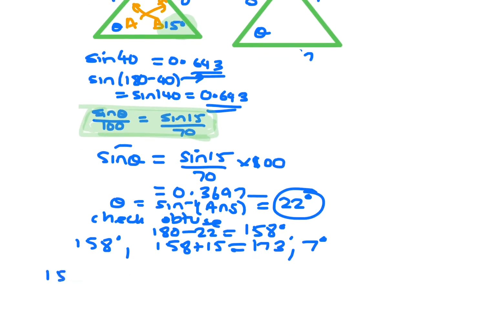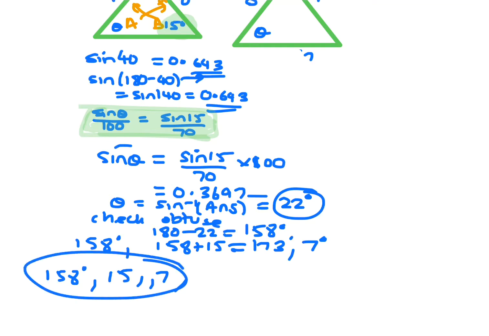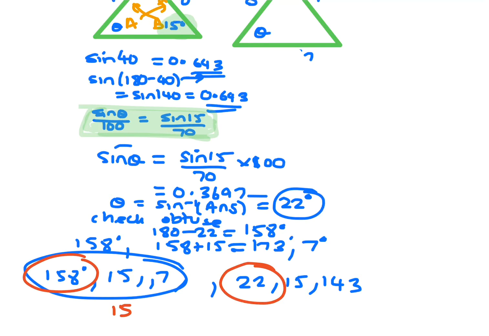So you'd have one triangle with 158, 15, and 7, and then you'd have your acute angle, which would have 22, 15, and 180 minus 22 minus 15, which will give you 143. So there are actually 2 possible solutions to this question. It could be an obtuse angle, or it could be an acute angle.